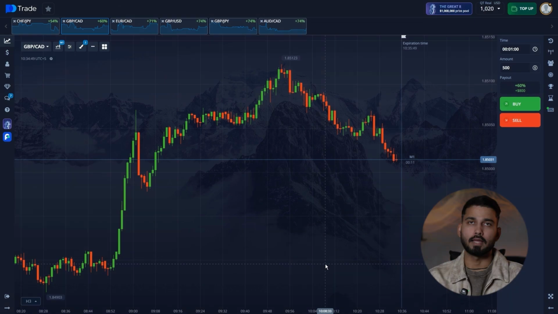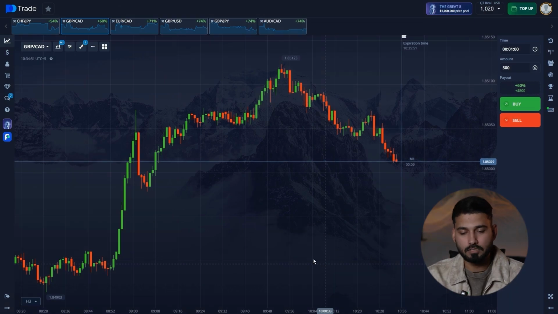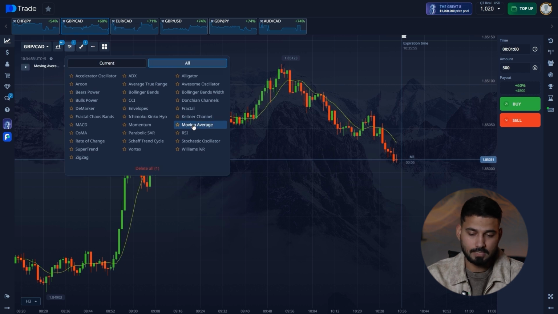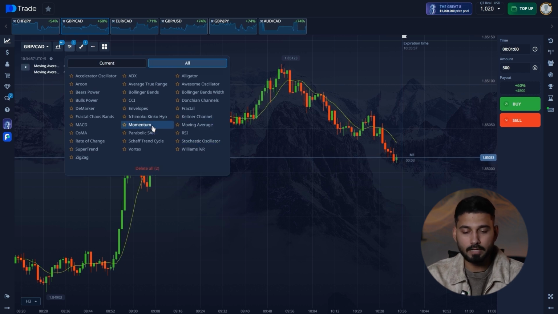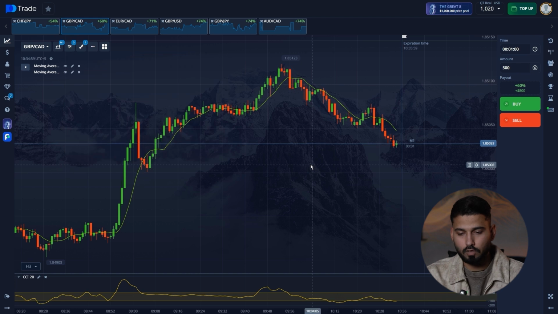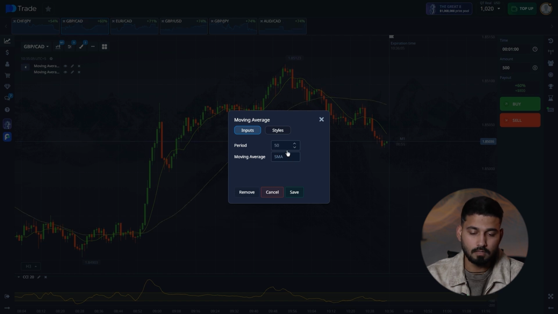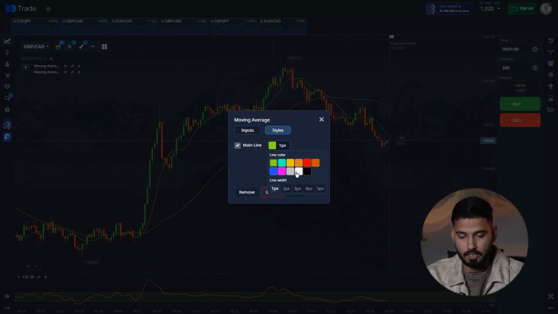Let's go. Okay, let's add our indicators. We need exactly 2 moving averages plus CCI. Now we need to set them up. For the first moving average, we change the period to 50. I will also make it white and thicken the line for better visibility.